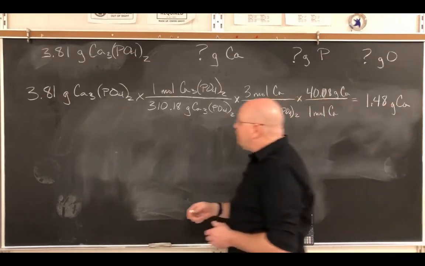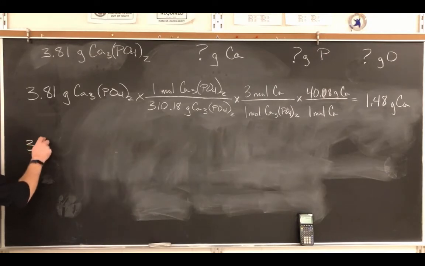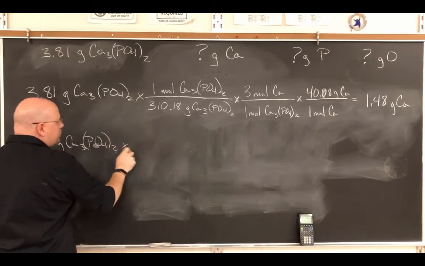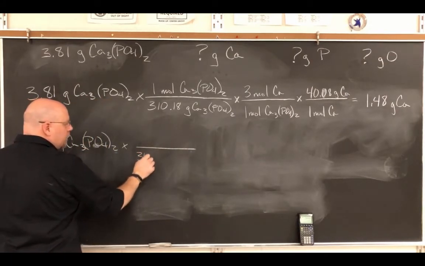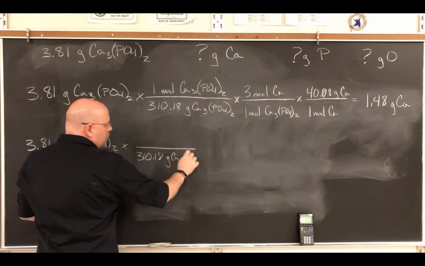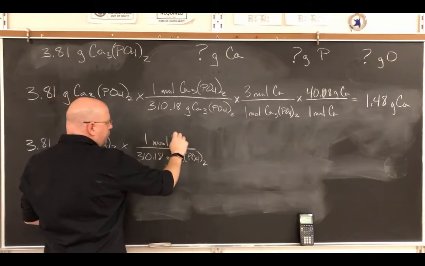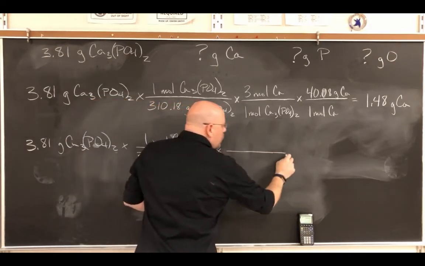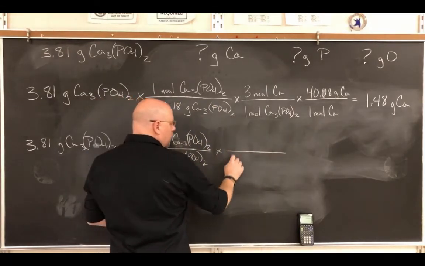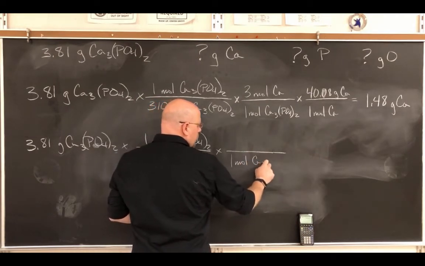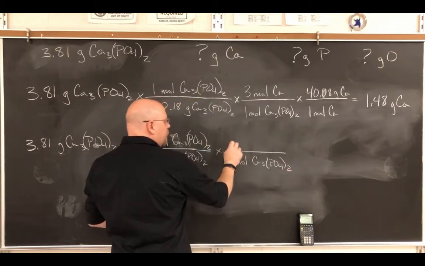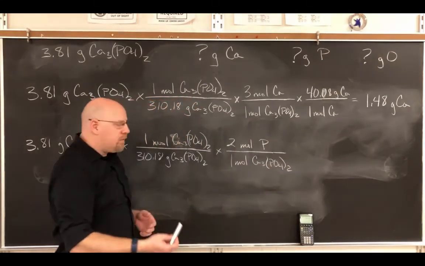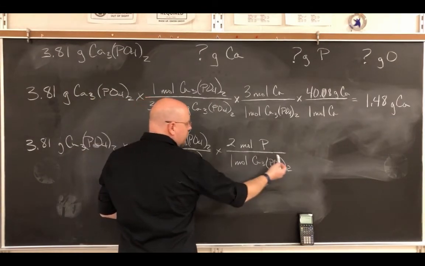So let's see how we do it with our phosphorus and the oxygen. Again, we start off with the amount that we're given. If you're given grams, you need to convert that to moles. We can now convert to moles of the individual phosphorus. So 1 mole of the compound is going to give us 2 moles of the phosphorus. That's because we have outside of the parentheses here that 2. That distributes through, and we have 2 phosphorus atoms in this entire compound.